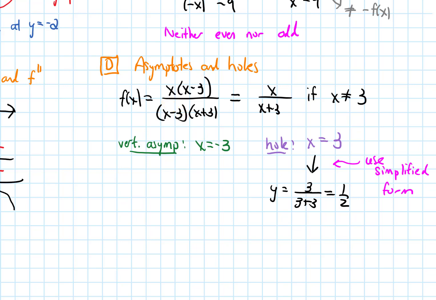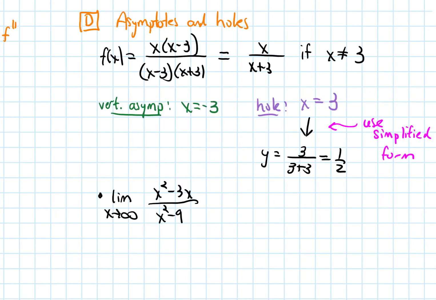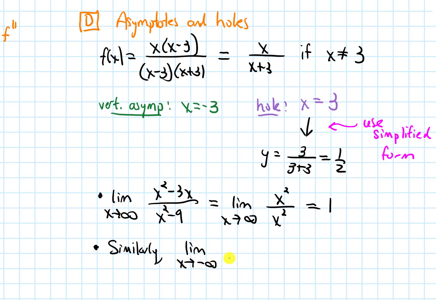Okay, I got vertical asymptotes, I got holes. I need horizontal ones. For those, I have to take the limit as x goes to infinity and as x goes to negative infinity. So the limit as x goes to infinity of x squared minus 3x over x squared minus 9, I'm going to use my shortcut where I just keep the highest power terms. So this will be equal to the limit as x goes to infinity of just the x squared on top and the x squared on bottom, because those are the biggest power terms. These cancel perfectly and just give me 1. Similarly, if we take the limit as x goes to negative infinity of this function, it would also be equal to 1. So my horizontal asymptote is going to be y equals 1.